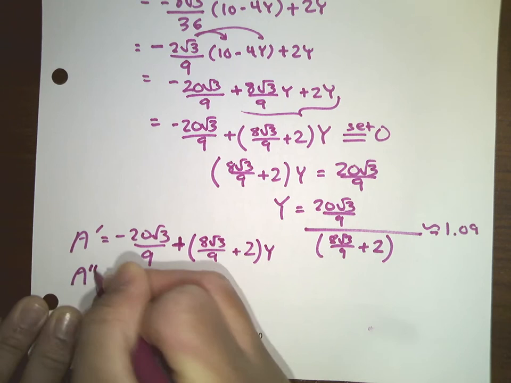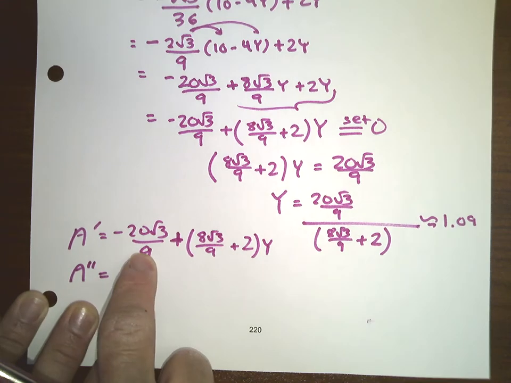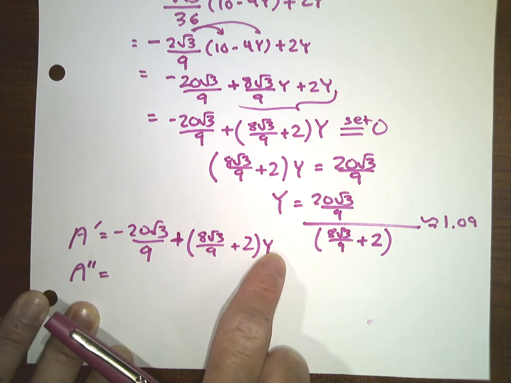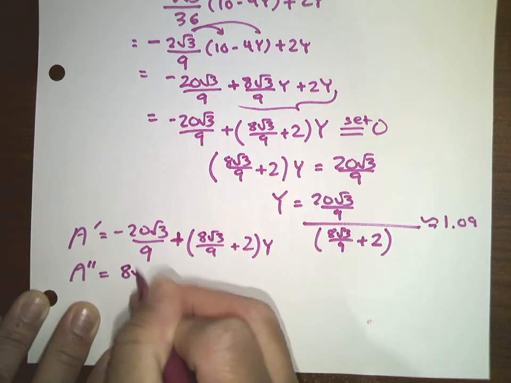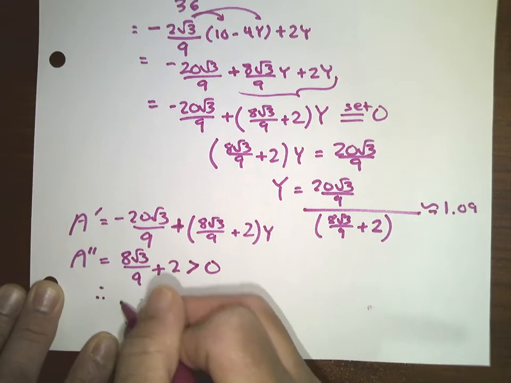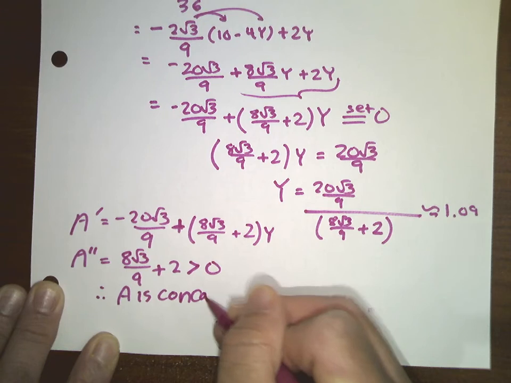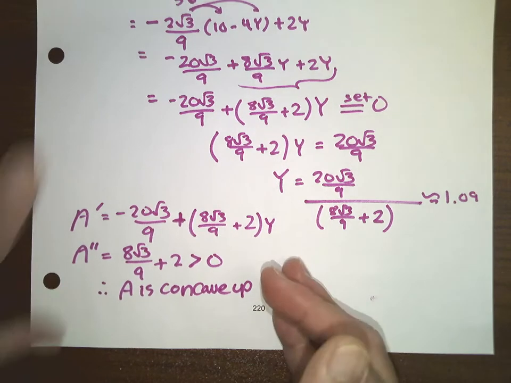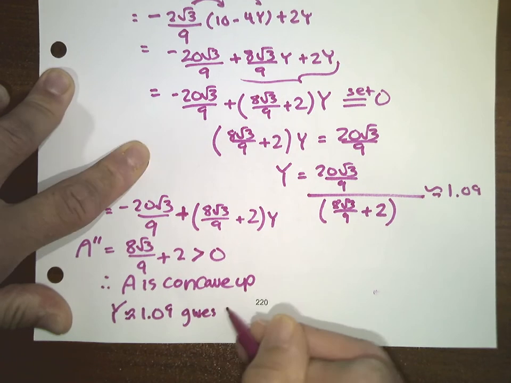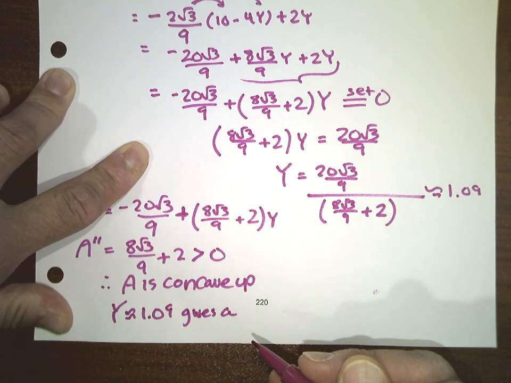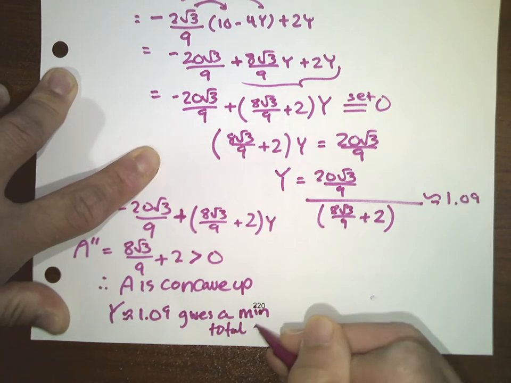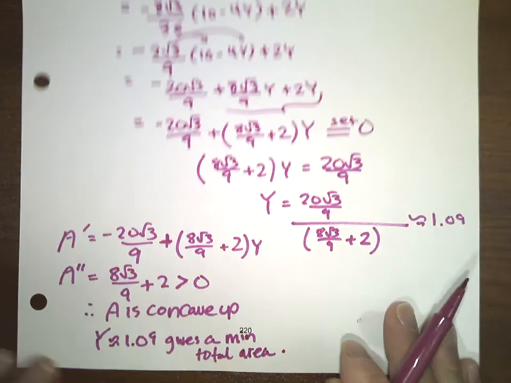So then A double prime would be a derivative of negative 20 square root of 3 over 9 is 0, and derivative of 8 square root of 3 over 9 plus 2y is just the 8 square root of 3 over 9 plus 2, which is definitely positive, which means that therefore A is concave up, which means that this y approximately 1.09 gives a minimum area. All right, the minimum total area. Now you just need to find x.